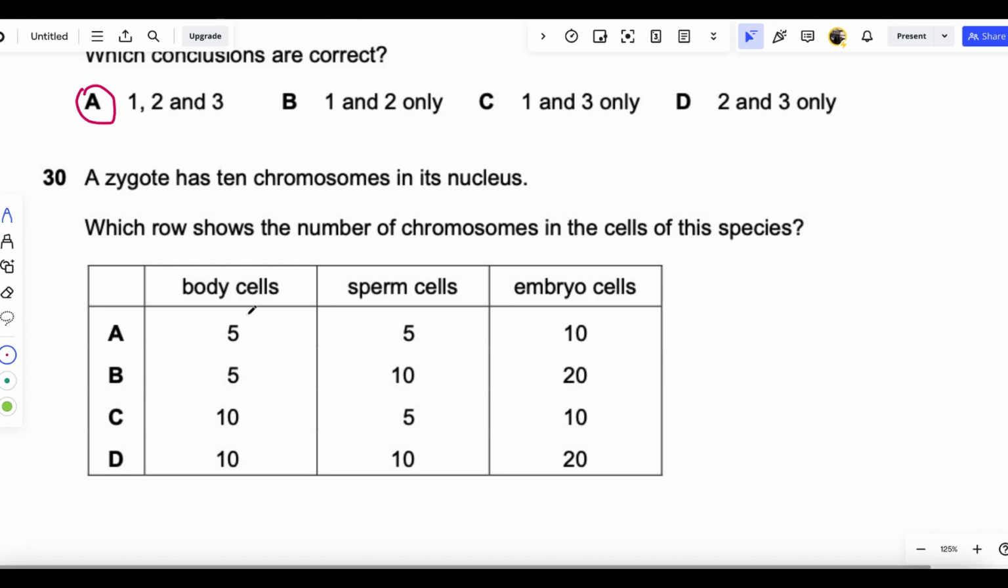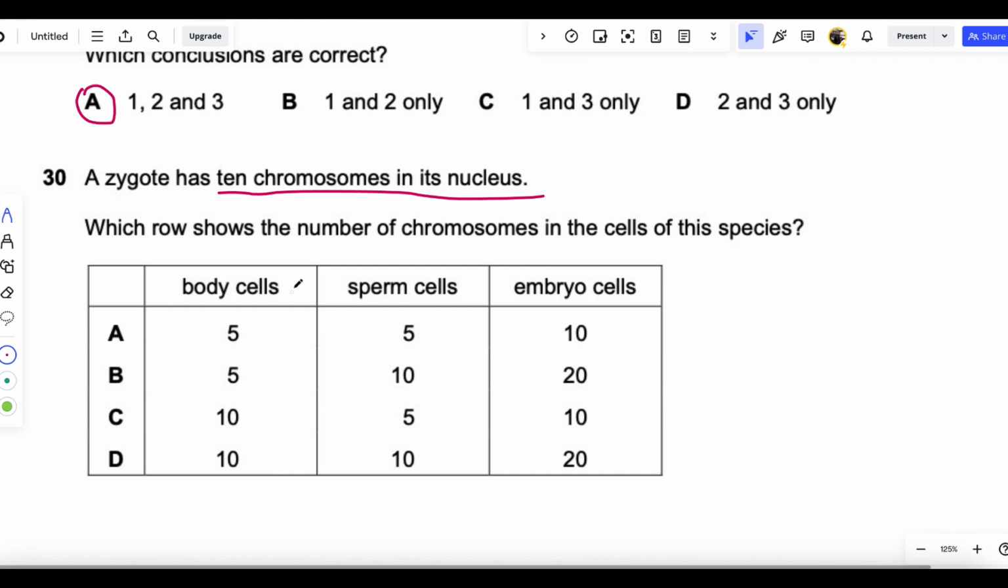Now let's go to question 30. Question 30 says a zygote has 10 chromosomes in its nucleus. Which row shows the number of chromosomes in the cells of this species in the body? It has how many? 10 chromosomes in the nucleus, right?